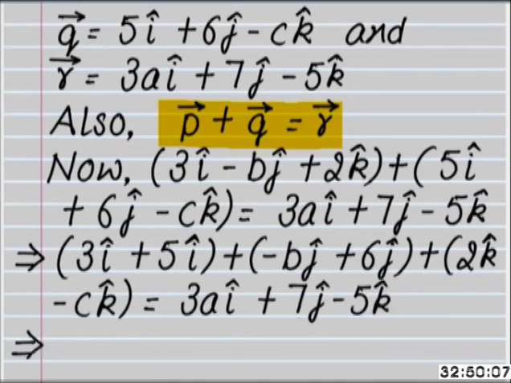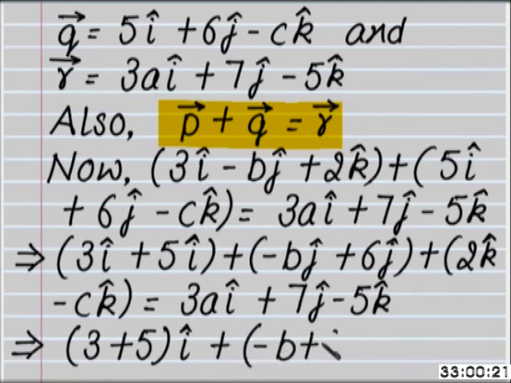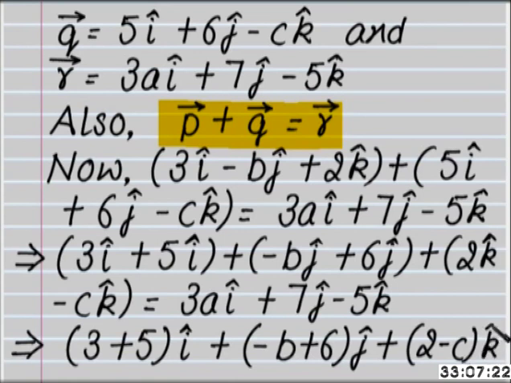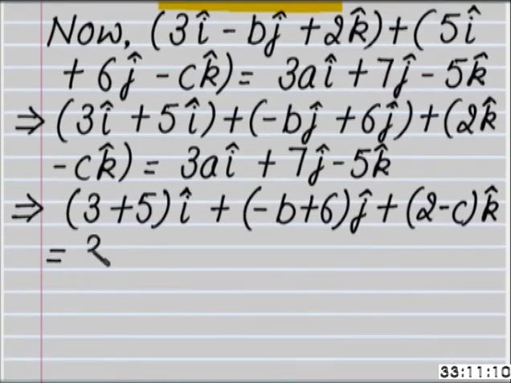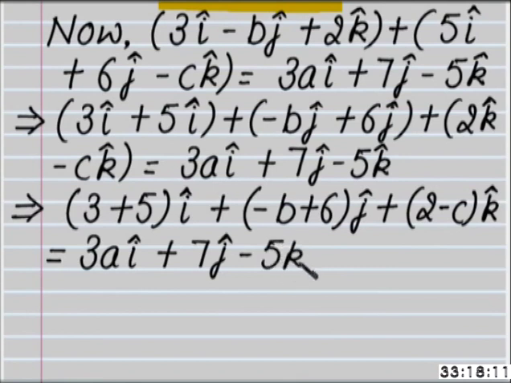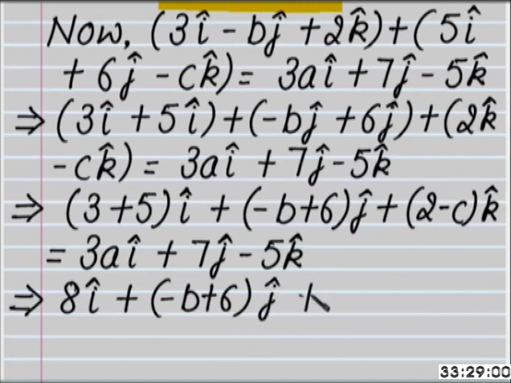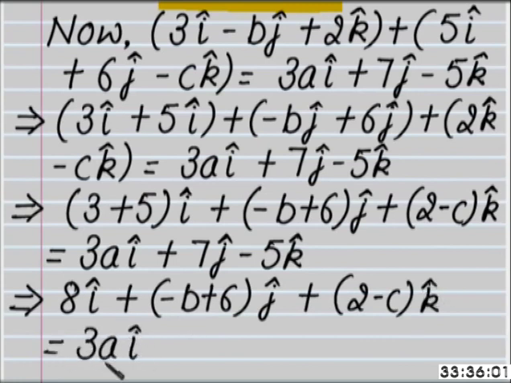Further implies (3 plus 5) into i cap plus (minus b plus 6) into j cap plus (2 minus c) into k cap is equal to 3a i cap plus 7 j cap minus 5 k cap, implies that 8 i cap plus (minus b plus 6) into j cap plus (2 minus c) into k cap is equal to 3a i cap plus 7 j cap minus 5 k cap.